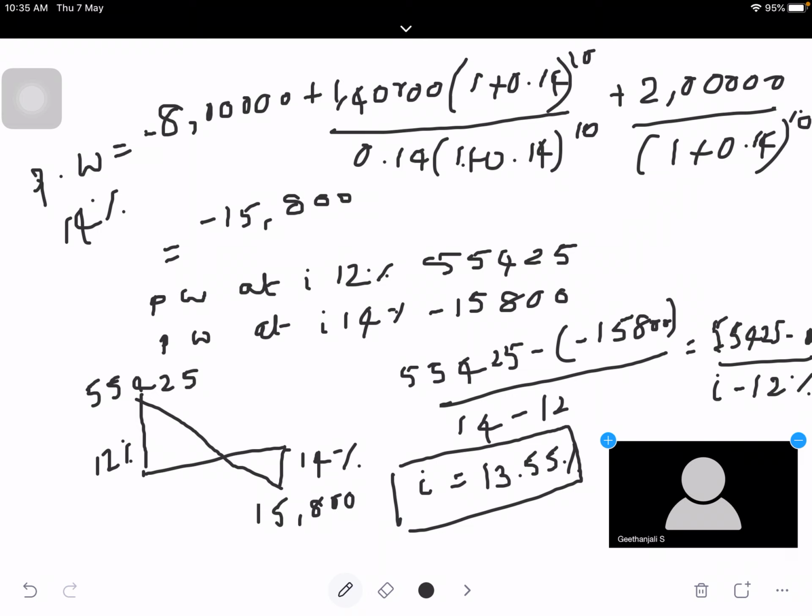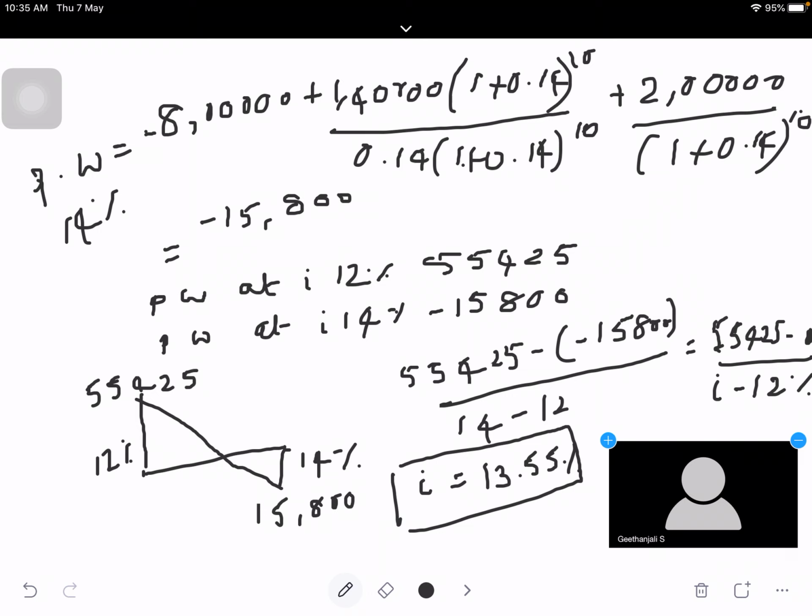So from the value taken at 12%, when it is increased to 14%, there is a decrease in terms of money, as we found out. Now we have to interpolate between 12 and 14% to find the exact percentage which needs to be considered. When we interpolate, the value for 12% is 55,425, minus of minus 15,800, divided by 14% minus 12%, which gives 13.55%.